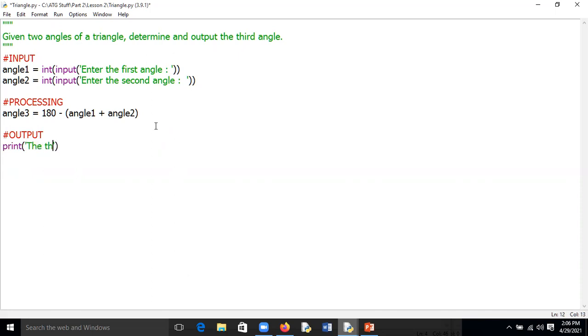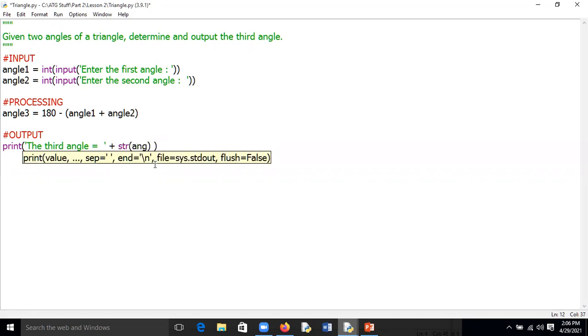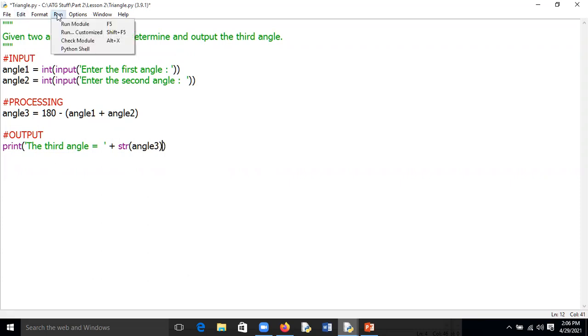So if we look at our output, we are going to say print the third angle equals. Now remember, angle 3 is an integer. We can only join a string to a string. So once again, we have to do our cast, angle 3 into a string. And if we run this, remember, save.